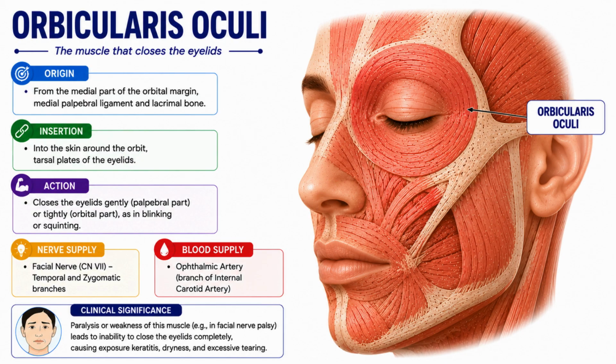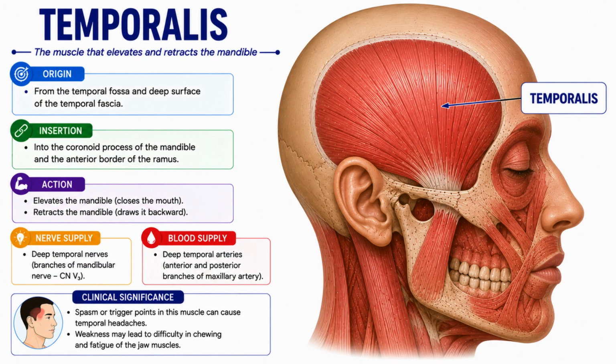Next, clinical significance. As we already saw, the Orbicularis Oculi mainly aids in closing the eyelids, right? In case it is paralyzed, weakness of this muscle causes the inability to close the eyelids. When the eyelids are open continuously, obviously it causes dryness and excessive tearing, and it leads to dryness and keratitis condition.